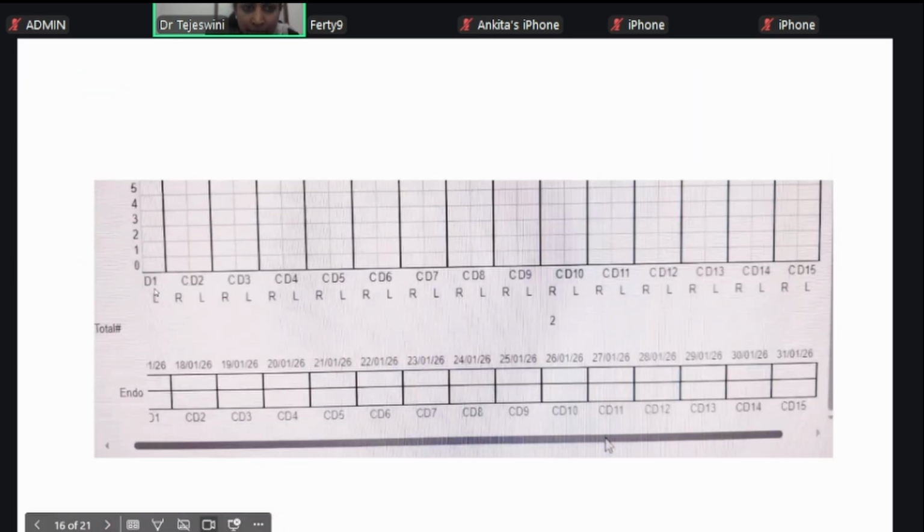So this is the cycle day 1, day 2 accordingly, and the folliculometry findings of the left and the right ovary, and the sizes of the follicles correspondingly, and the endometrial thickness whenever the scan is done. These are to be noted accordingly.